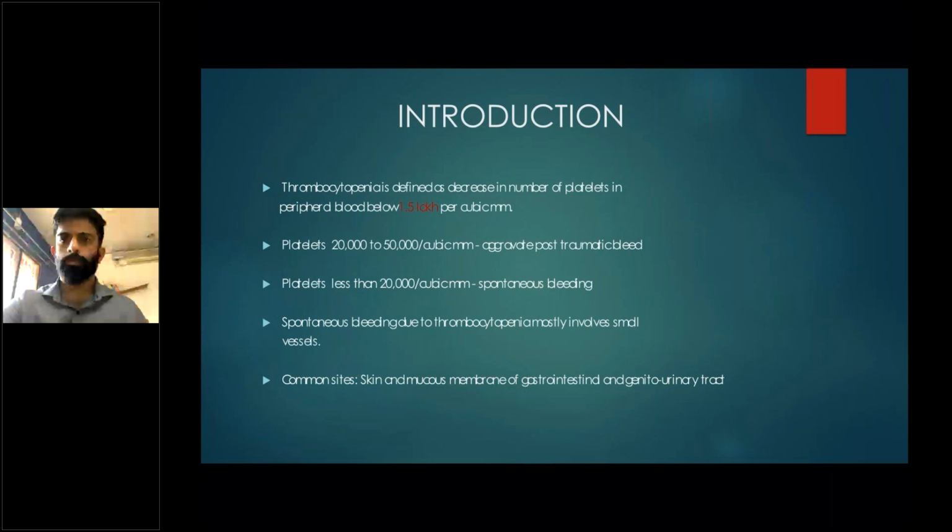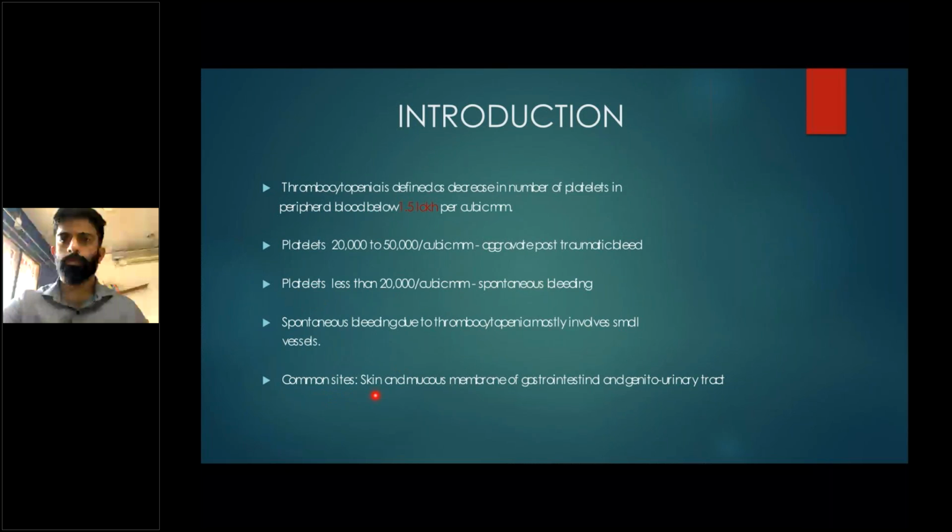And that's the problem with less than 20,000. You have to intervene immediately because they can have spontaneous bleeding. They need not have any sort of trauma for this. And spontaneous bleeding due to thrombocytopenia mostly involves the small vessels. Luckily for us, it's not the large vessels. So if the large vessels are involved, there'll be massive bleeding and immediate death. So only the small vessels which have small capillary walls will get affected with platelet count less than 20,000.